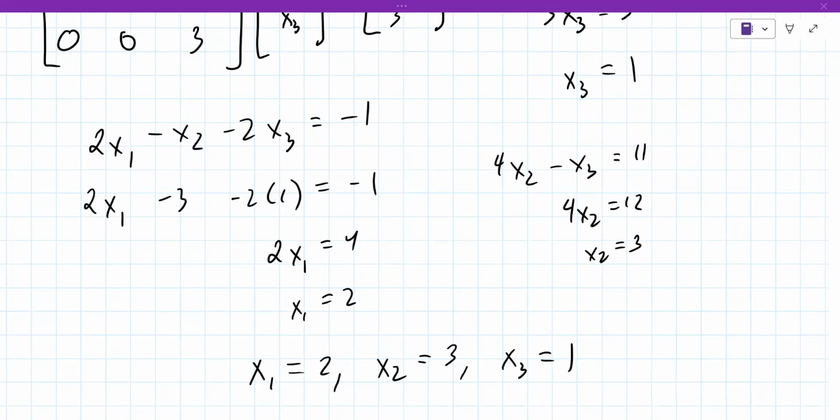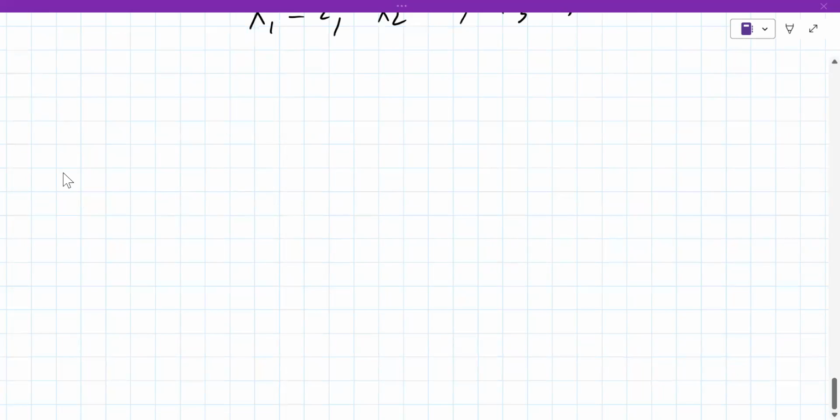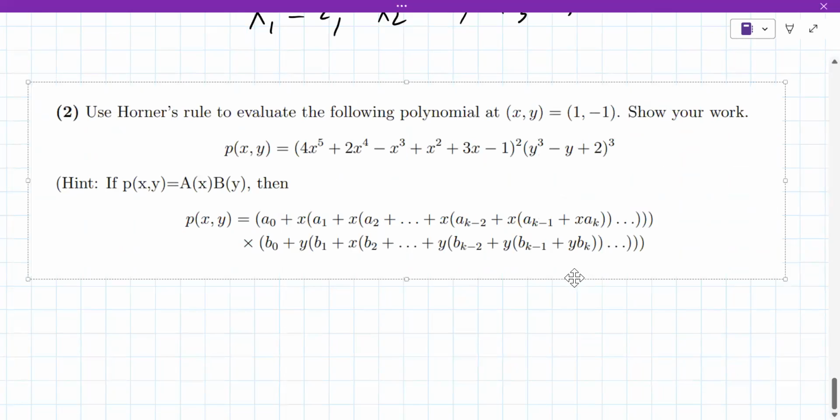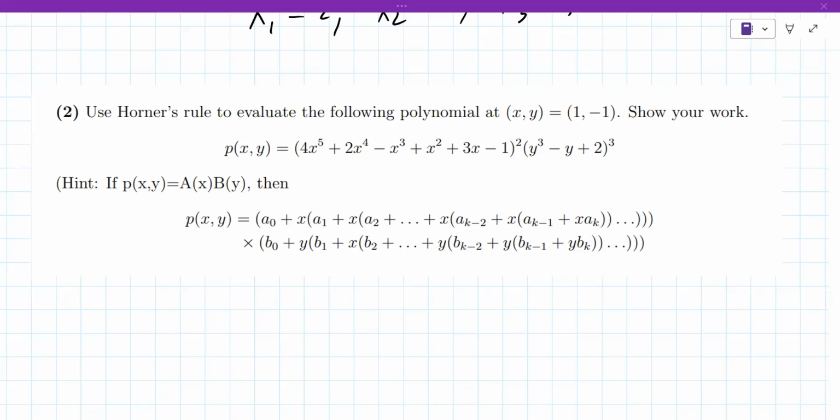Okay, on to number 2. Number 2 here, use Horner's rule to evaluate the following polynomial. Show your work. Okay, so here's the polynomial, and they're giving you some sort of formula here. So we need an example because we don't do it this way.